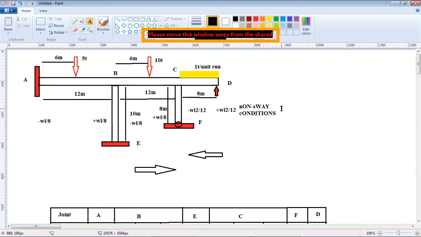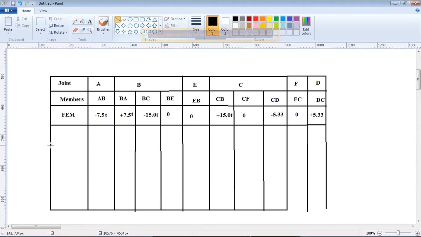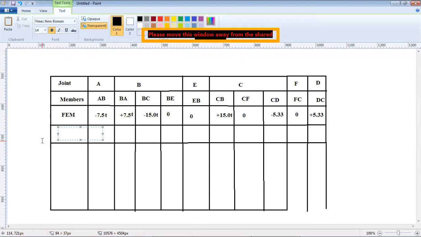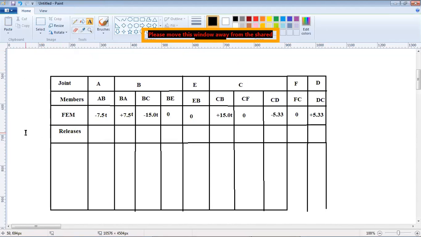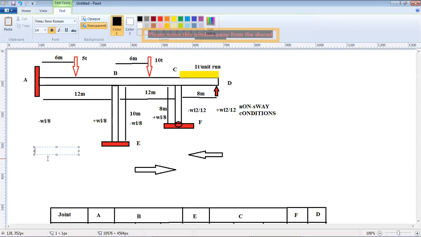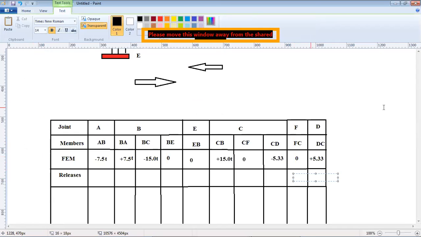Now, what is step number 2? This is step number 1. Can you now explain to me what happens here once I first calculate the fixed end moments? What do I do next? I calculate the releases. Now, where are the releases happening? Just tell me, where will the release happen? Where do we release the fixed end moment? Anyone?